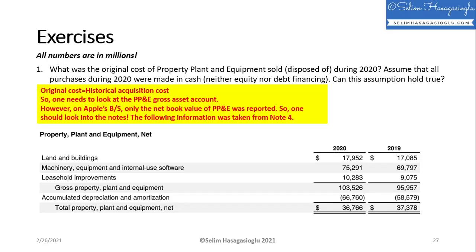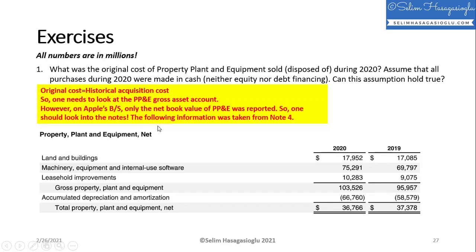And this is the gross part of the plant, property, and equipment, not the net amount you will see on any company's balance sheet. However, on Apple's balance sheet, again, we are provided with net book value of PP&E. We cannot use that for this question because it was asking about the original cost, historical acquisition cost of the disposals during 2020. So then I should look into the notes to find the gross value of property, plant, and equipment account.